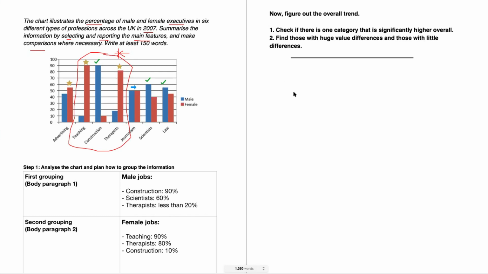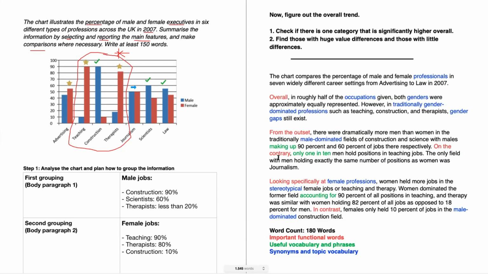Now let's look at our model essay. Okay, and again, I have split up our words into red, green, and blue. Again, our word count is 180 words, which is a great area to be at. Let's go ahead and look at this essay. So for our introduction, we have that paraphrase statement. And it says, the chart compares the percentage of male and female professionals in 7 widely different career settings from advertising to law in 2007.